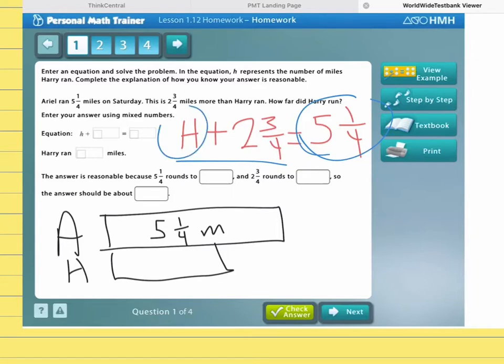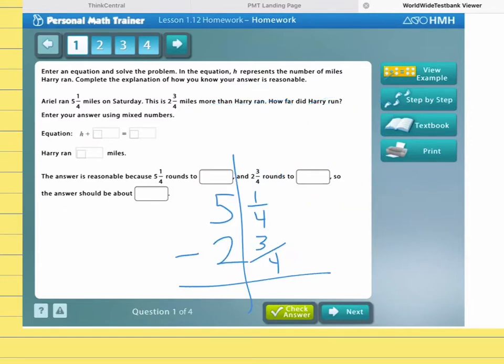The way to do that is, if h plus 2 3/4 equals 5 1/4, then 5 1/4 minus 2 3/4 will give us h. So we're going to go ahead and subtract, take away 2 3/4 from this side, and take away 2 3/4 from this side to solve for h. It's called isolating the variable. Setting up the problem vertically, at 5 1/4, I have minus 2 3/4.